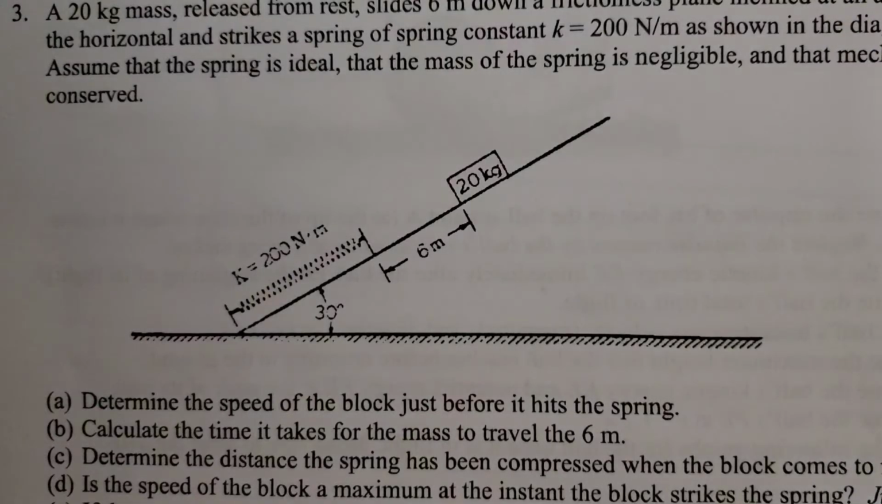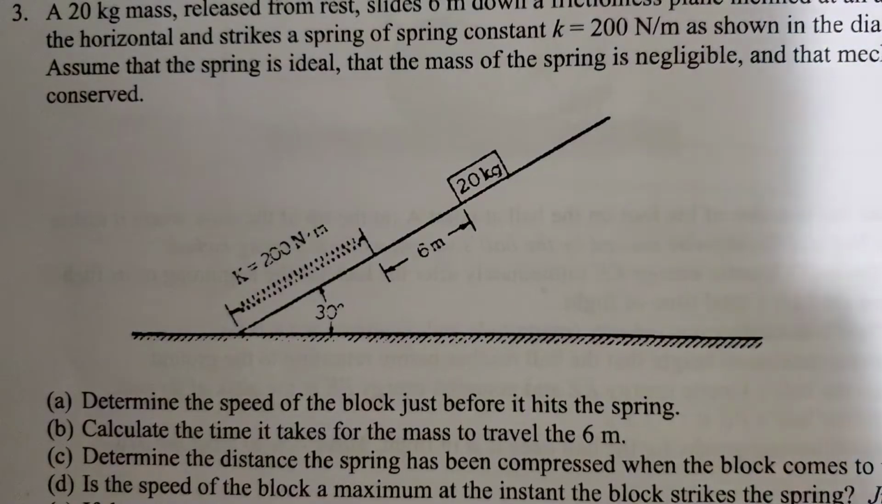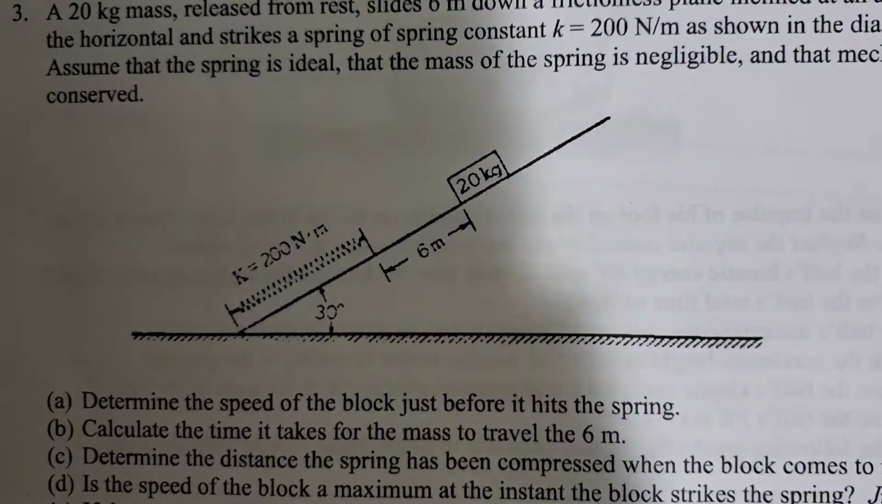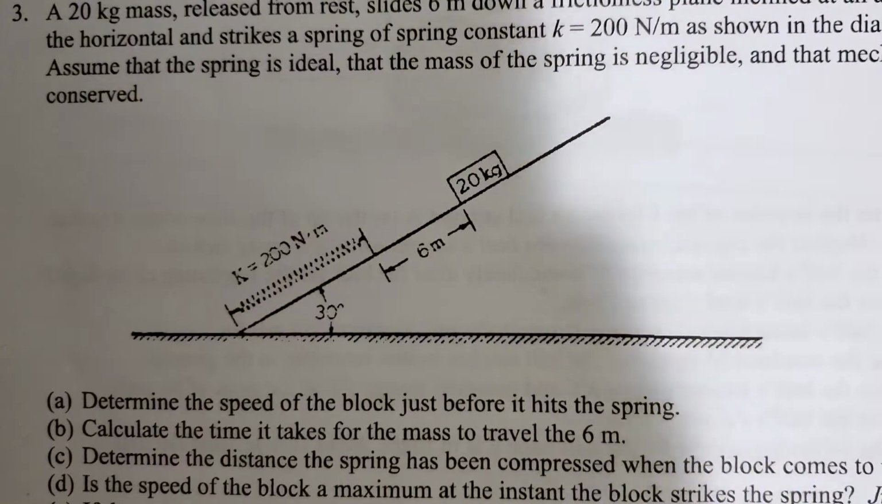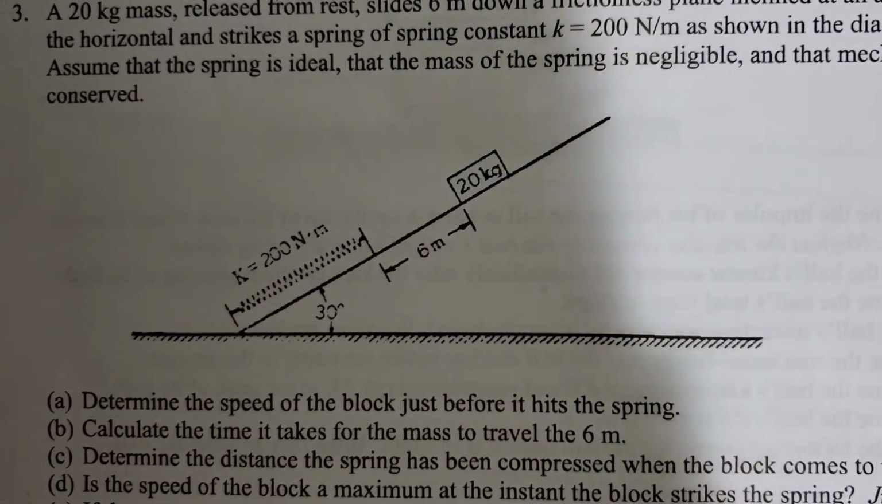Okay, so for FRQ number 3, we have an object that has a mass of 20 kilograms, and it will slide down a frictionless plane inclined at an angle of 30 degrees. At the bottom there is a spring that has a spring constant of 200 newtons per meter, and when the block reaches the bottom, it will compress the spring to a certain point.